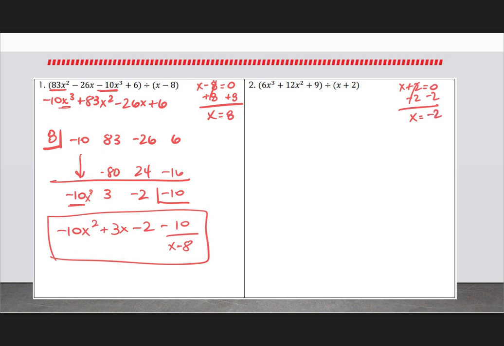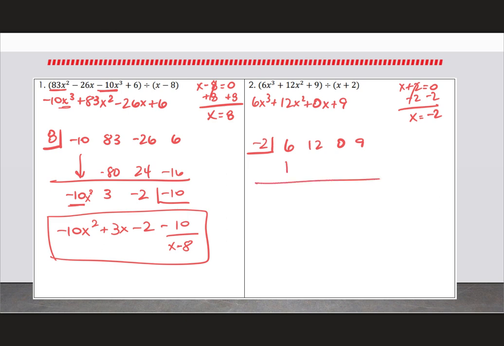And then here, my polynomial has an x cubed term and an x squared term, but it doesn't have an x term. So I'm going to do plus 0x and then plus 9. I have to have a coefficient for every exponent. So I'm going to do 6, 12, 0, and 9.